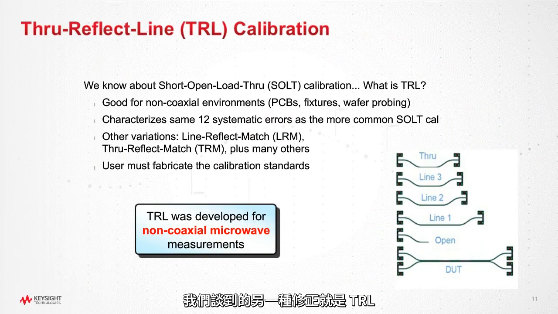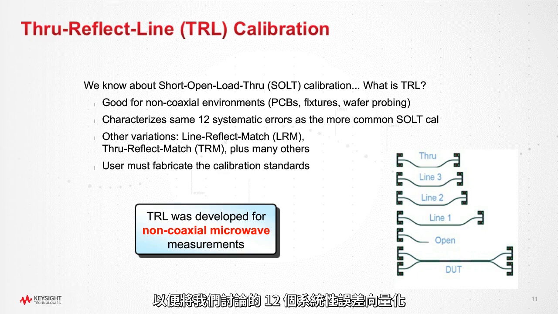Now, another type of error correction we talked about was TRL. TRL is a way of moving the reference plane closer to the device under test, and it can be used to remove fixture effects. It's good for non-coaxial environments, and it characterizes those same 12 systematic errors we talked about.